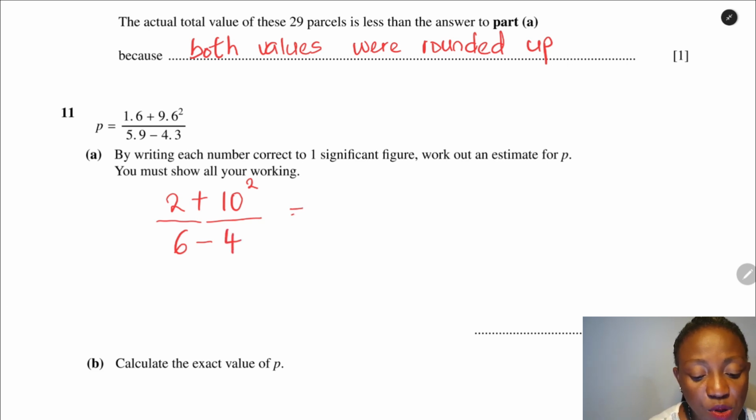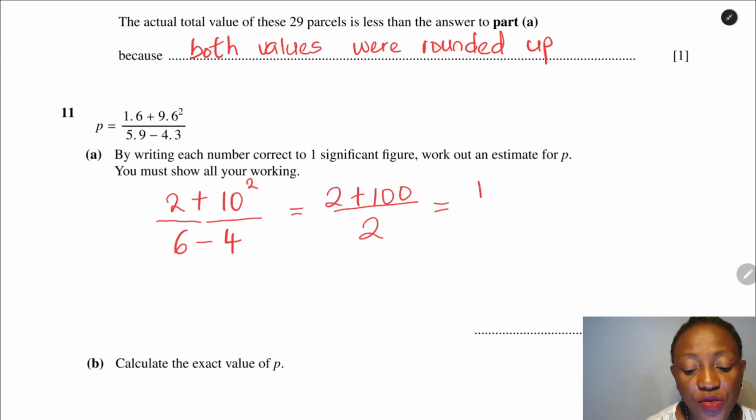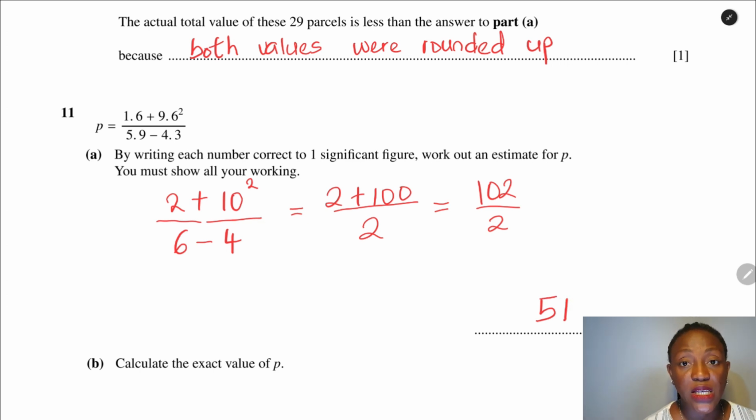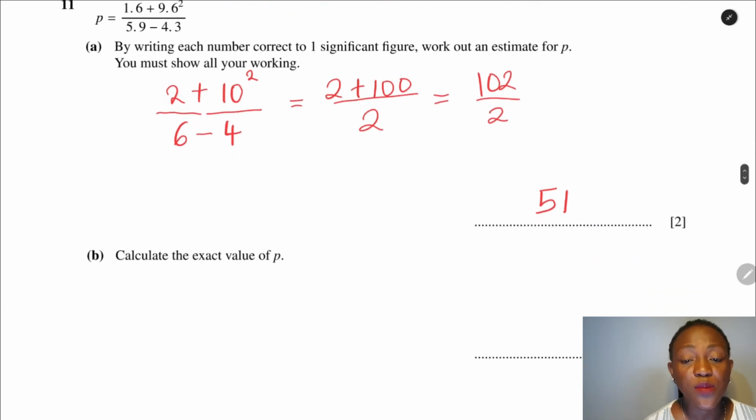So evaluating this, we're going to have 2 plus 100 divided by 6 minus 4, which is 2. So we have 102 divided by 2, and that will give us 51. So the approximate value we're going to get by approximating each of the numbers to one significant figure is going to be 51. Now, the second part of the question is asking us to calculate the actual value of P.